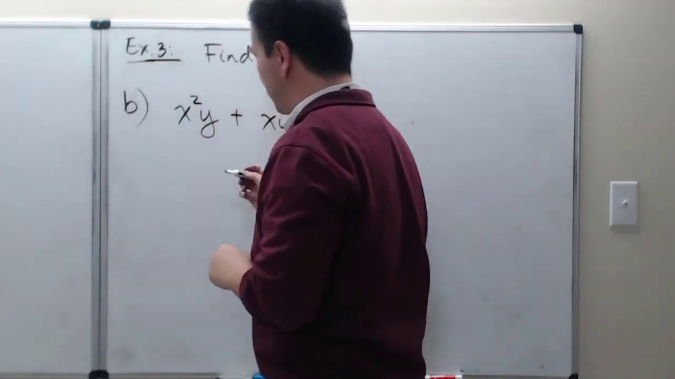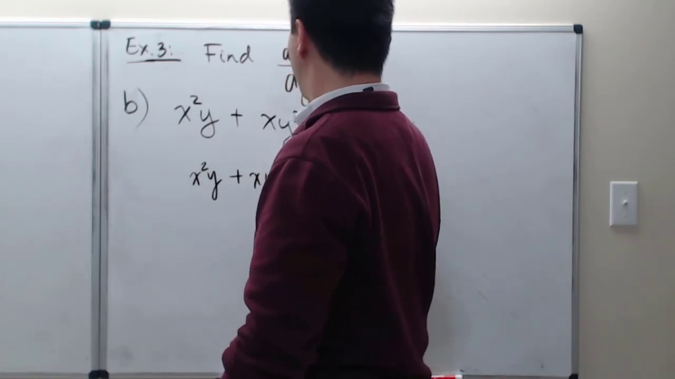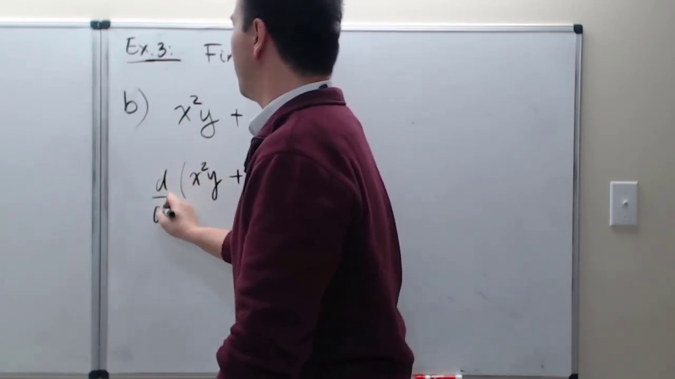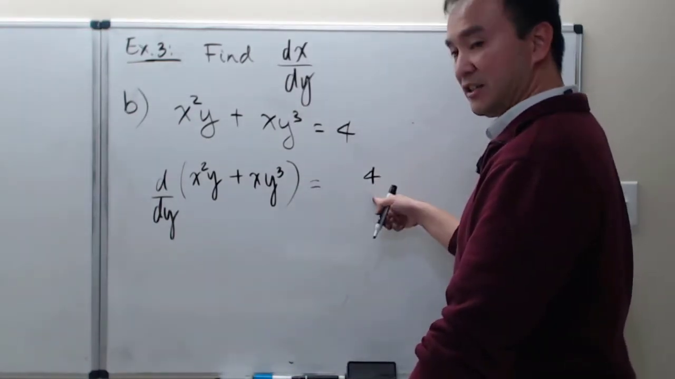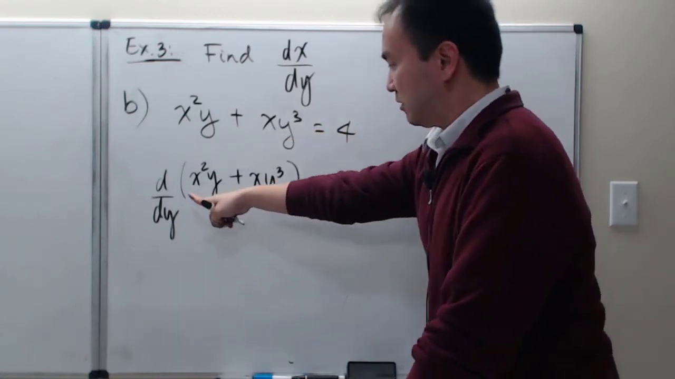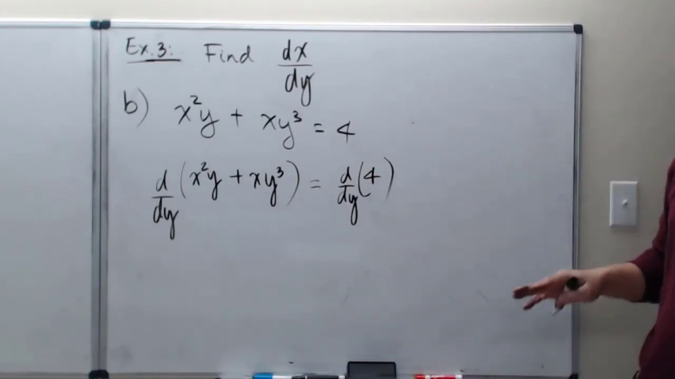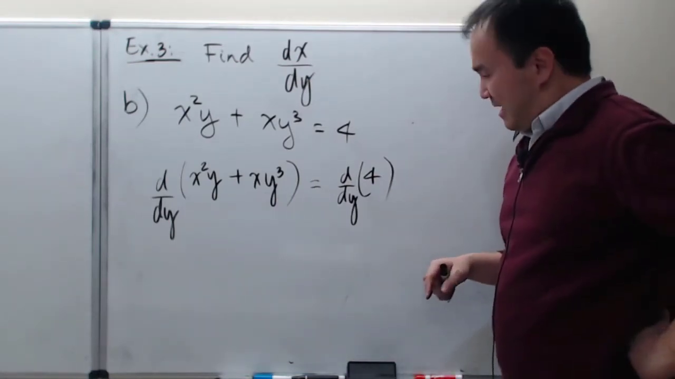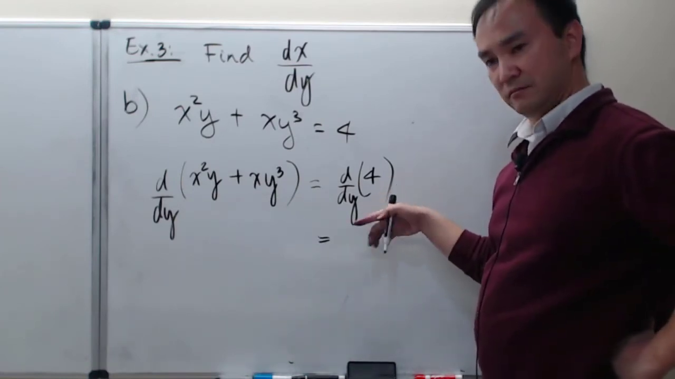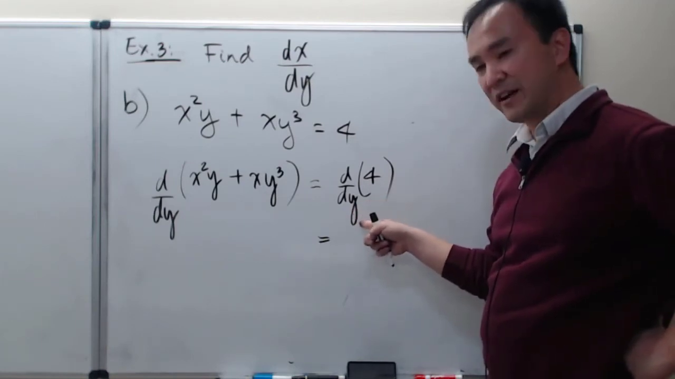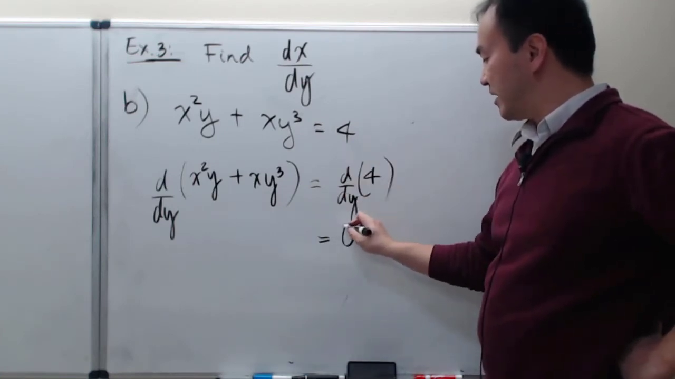So I am going to write from that equation x squared y plus x y cubed. I am going to take the derivative, but with respect to y as the variable. And equals on the other side, a 4, a constant, but these two sides are equal, so taking the derivative, their two derivatives will be equal as well. Once again working on the easier side, the constant is easy regardless of what variable you're finding. Your function is a constant, and so taking the derivative must give you a 0.